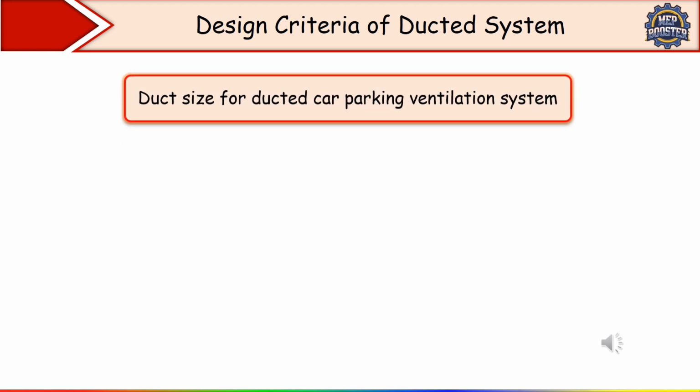Now here see the duct size for a ducted car parking ventilation system. Suppose you want to install the duct. First of all you have to find out the duct size also. So how can you find the size of that duct? For that we have a formula. If you want to find the duct size manually, you have to follow this continuity equation. Discharge flow rate Q is equal to A into V, where A is area and V is velocity.